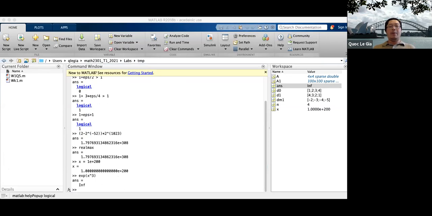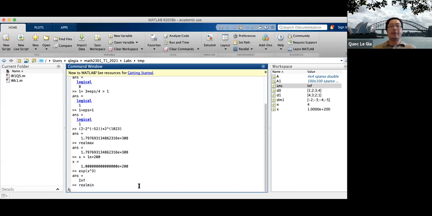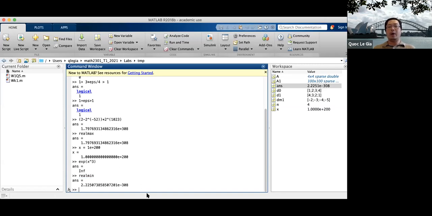So how about realmin? Realmin is the same story. I mean, you can do realmin as well, yeah? So suppose I type in realmin and I got this number. So why do I get this number?